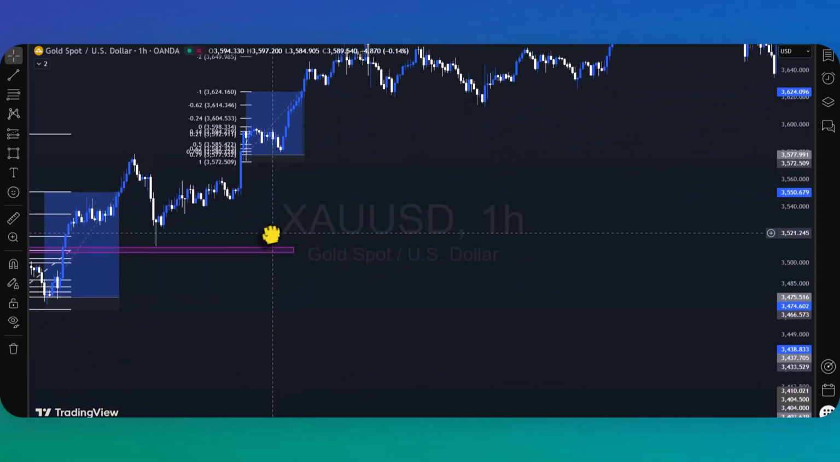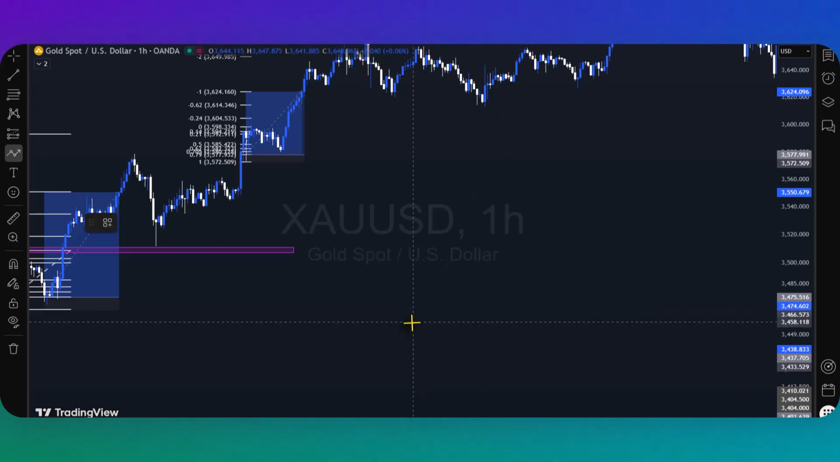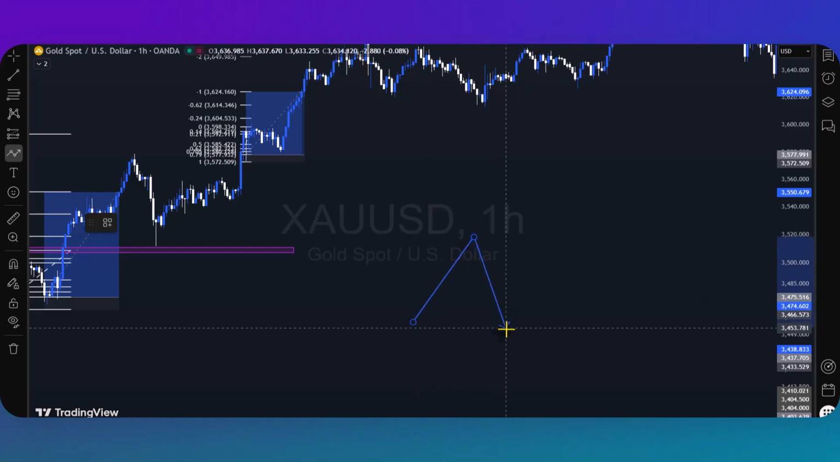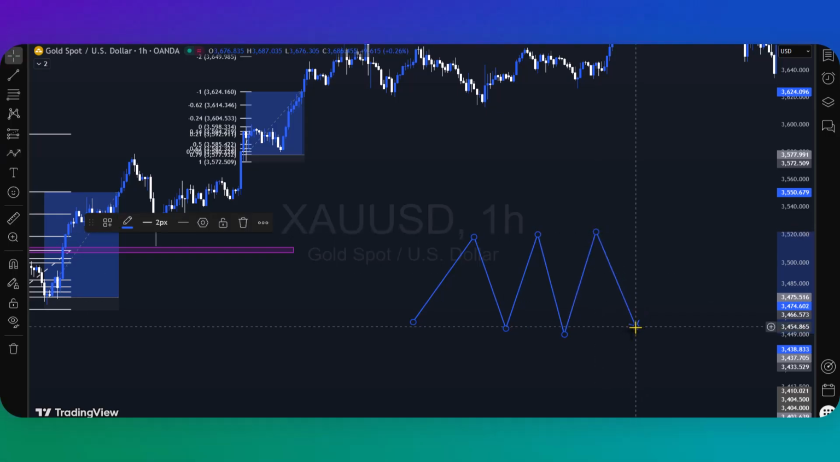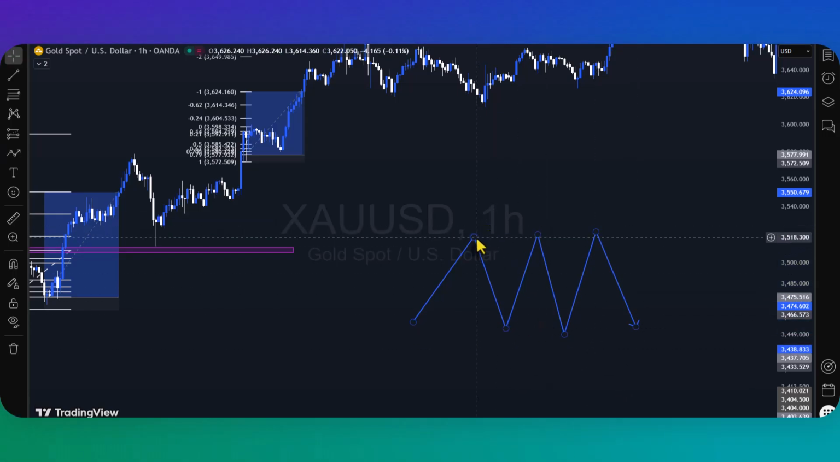Let's assume price went up, came back, went up, came back, went up, came back. Now what do you notice about this?